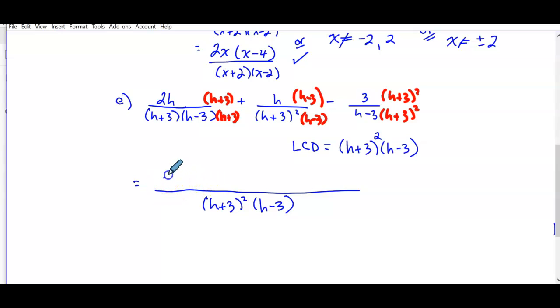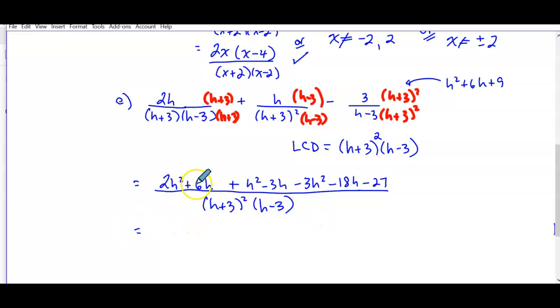But here, that's going to be 2h squared plus 6h, then plus h squared minus 3h. Then keep the negative with the 3. And this here, actually, I'm going to do this on the side. H plus 3 squared is h squared plus 6h plus 9. So when I multiply through by negative 3, I get negative 3h squared minus 18h minus 27.